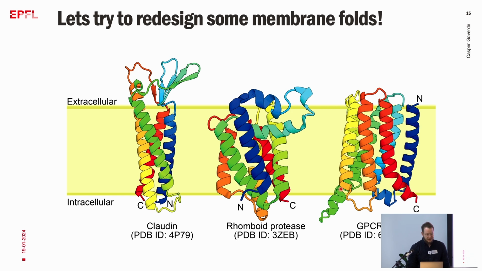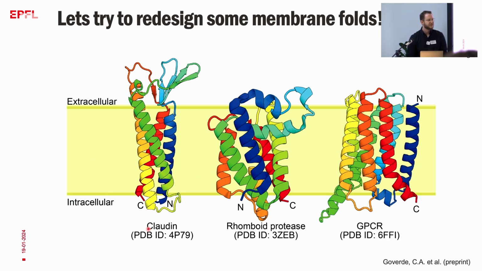All right, so now we're ready to redesign some membrane proteins. So in this talk today, because of time constraints, I would only like to focus on the claudin, which is a protein that interacts with other claudins through these beta sheets that stick out, and they form tight junctions. So this is how cells stick together and form a semi-permeable layer of cells. And I would like to focus on the GPCRs, which is one of the most important receptors in the human body.